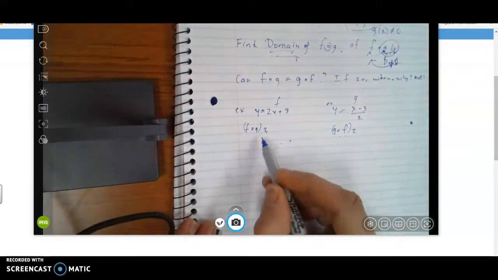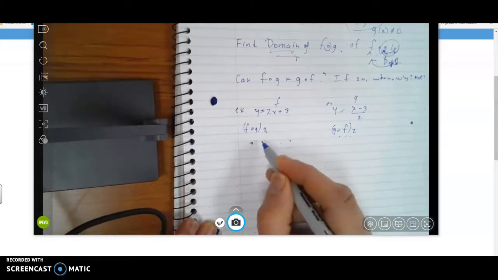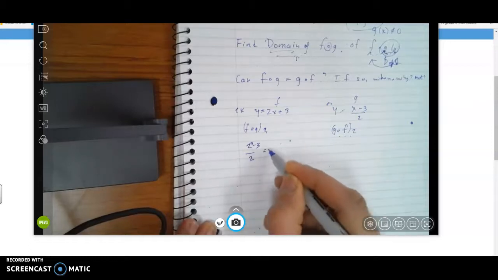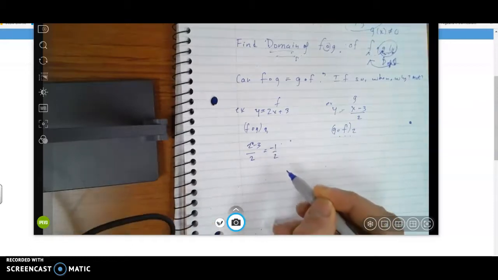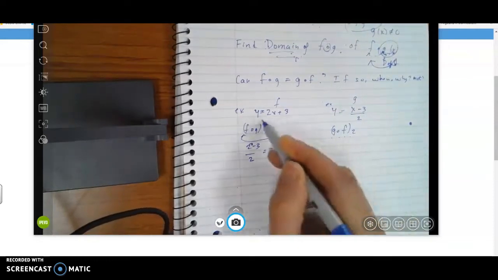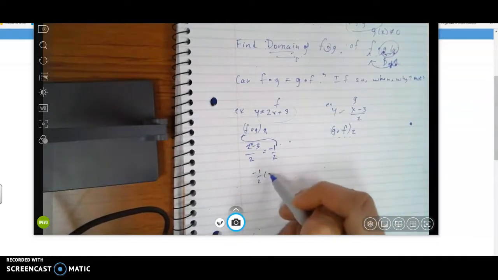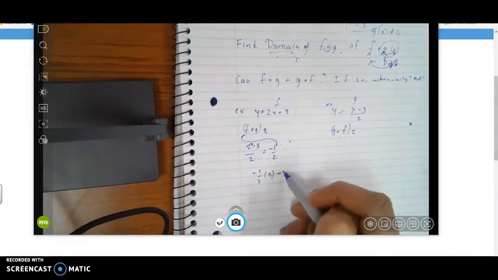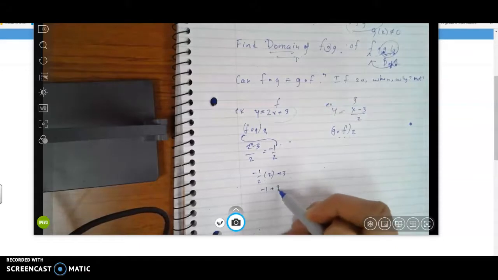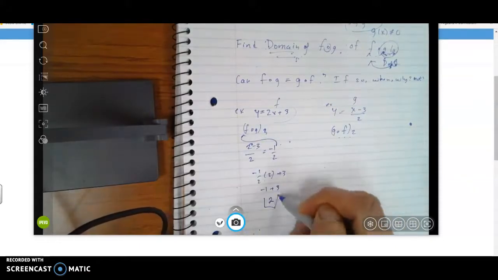That means we put 2 into g. We get 2 minus 3 over 1, so that's going to be negative 1/2. And then we take negative 1/2 and we put that into f. Well, f is right here. So we put negative 1/2 into there, and we're going to get negative 1/2 times 2 plus 3. So that's going to be negative 1 plus 3, so that's going to be 2. So when we did f of g of 2, we got an answer of 2.